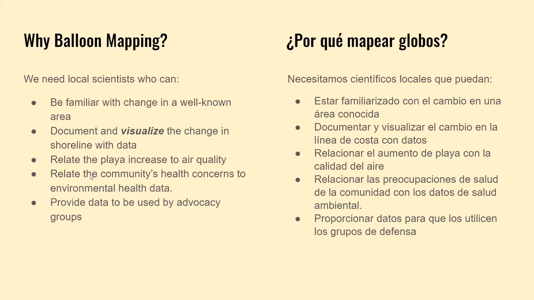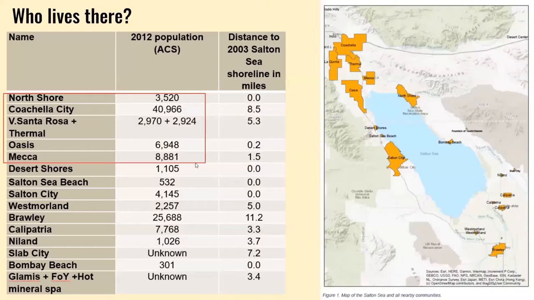And then we also wanted to use this project to relate the playa increase, in other words the shoreline reduction, to air quality. So is there going to be more dust coming up from this playa, and how can we relate it? And we wanted to make data that's good enough for advocacy groups to use. So that's the reason why we chose balloon mapping.